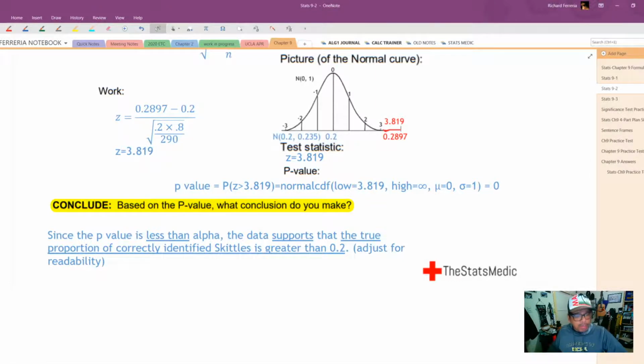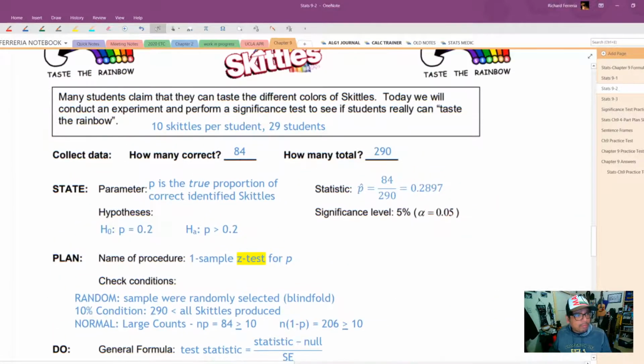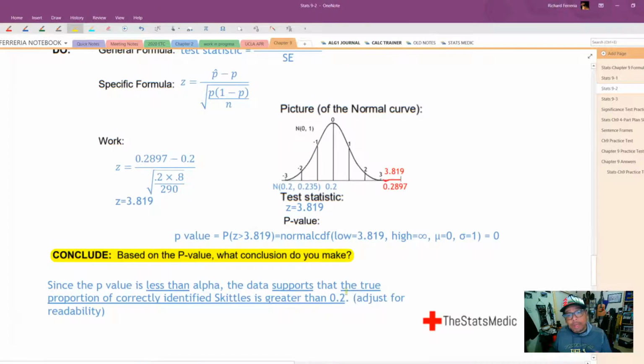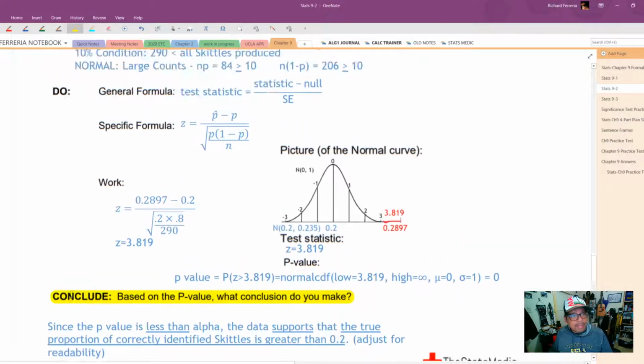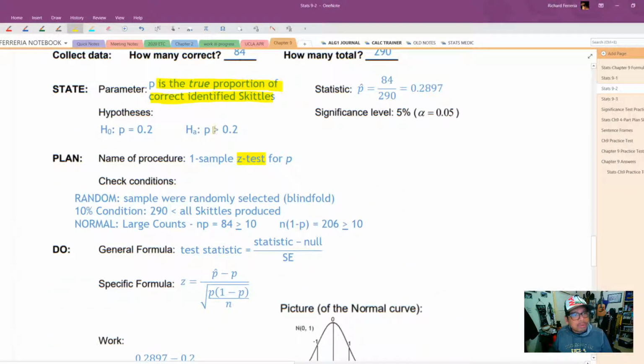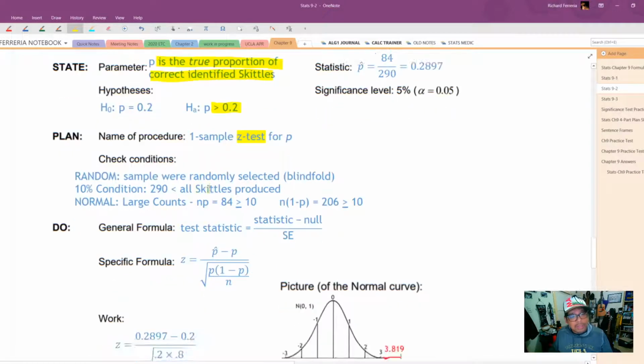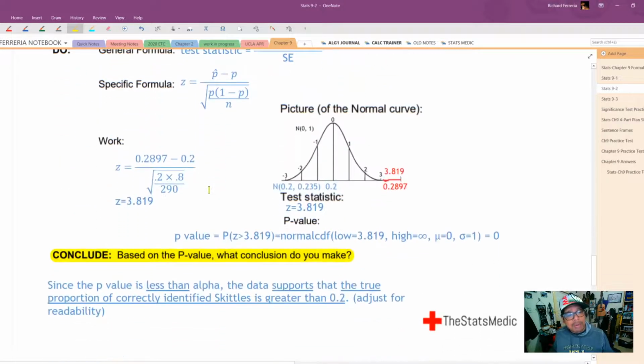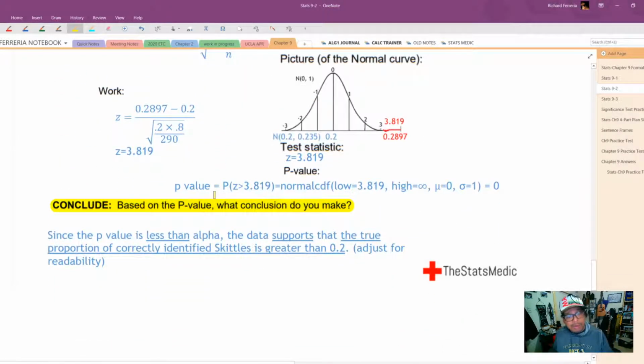Now, there's something I want to mention to you: where did that phrase come from? If I scroll up over here, I defined P to be the true proportion of correctly identified skittles. That's the exact same phrase that I'm going to use down here with my alternative hypothesis. The true proportion of correctly identified skittles greater than 0.2, that comes from the alternative hypothesis. So all of that in the state section comes together to create the alternative hypothesis, in words.